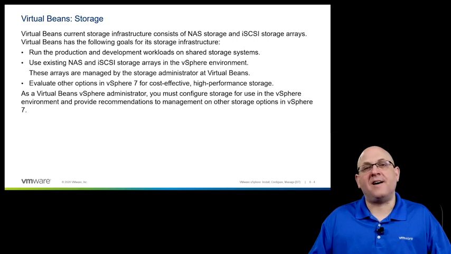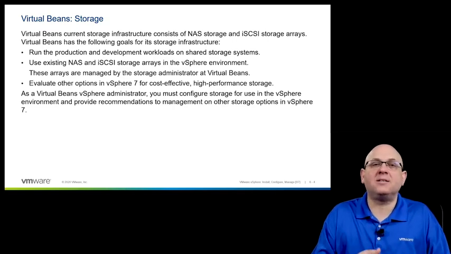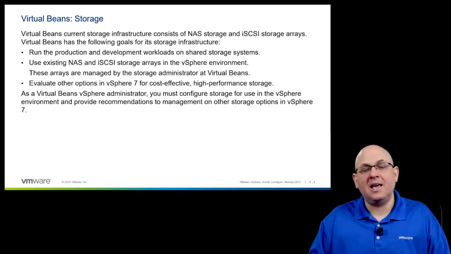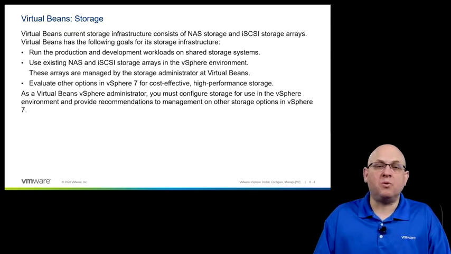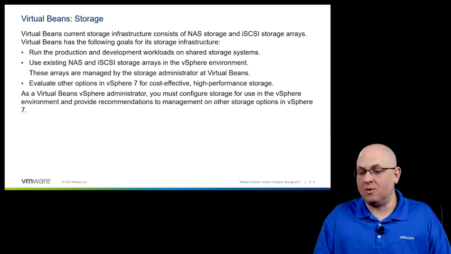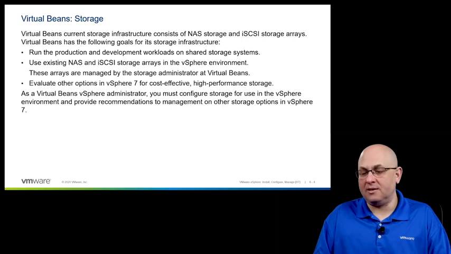In this company, we've got a couple of different types of storage, like many organizations do. Most organizations, in fact, if they're of any size, have multiple storage arrays, and we can access those storage arrays in lots of different ways. Virtual Beans, in this case, has some NAS storage, which we access through NFS, and they also have some iSCSI storage arrays. And we want to make sure that we are able to achieve a few things.